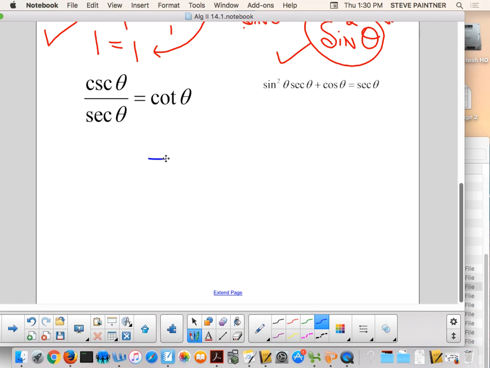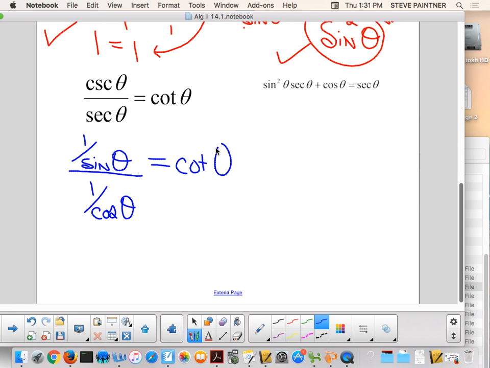What don't you like on the left side? Cosecant. Get rid of it. What is it? 1 over sine. Do you like secant on the bottom? No. What is it? 1 over cosine. Okay. Now your job is to prove that the left side is equal to what? The right side, cotangent.